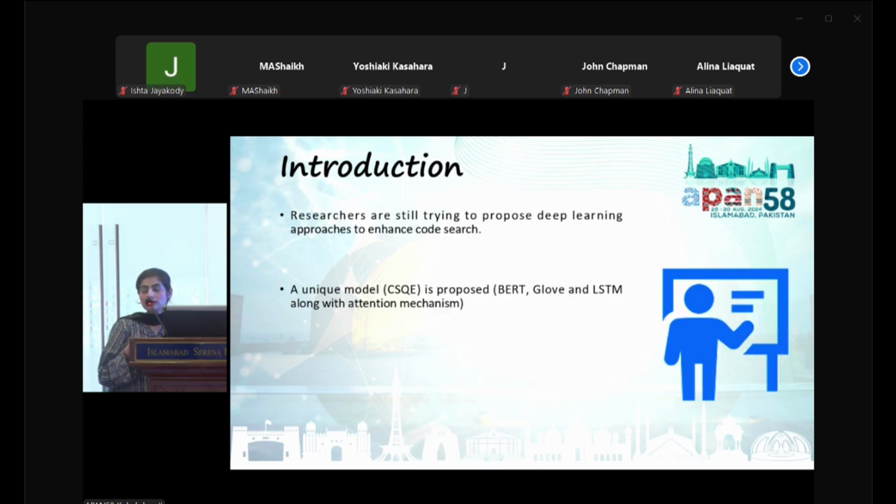Researchers are still trying to propose deep learning approaches to enhance code search, and we also try to propose an approach or a model that uses BERT and GloVe for word embedding, and an LSTM with attention mechanism is used in the proposed model.